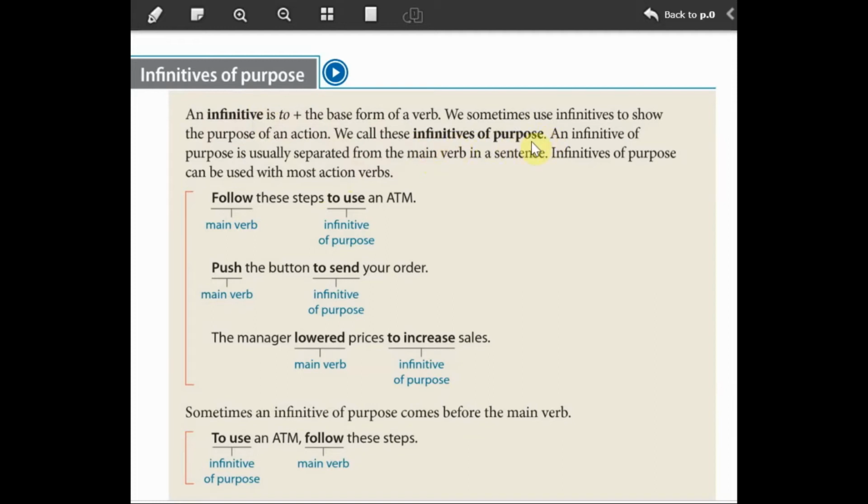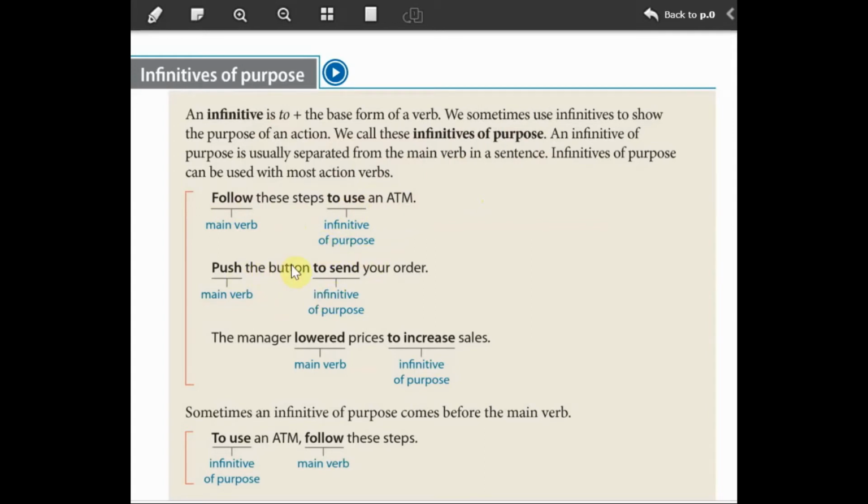Infinitives of purpose essentially answer the question why. Why does the main verb occur and happen? So for example, here we have, follow these steps to use an ATM. Why do we follow these steps? The answer is to use an ATM. So to use is an infinitive of purpose.